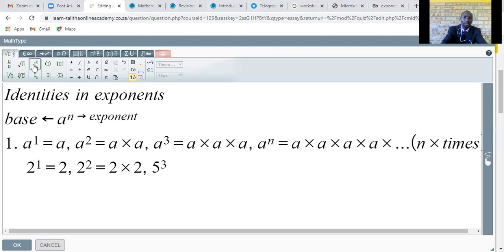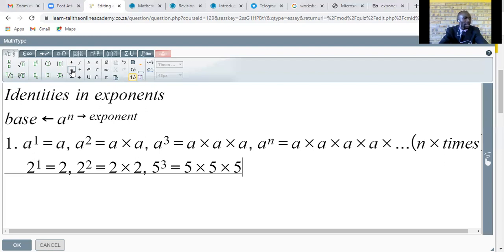So we'll be having 5 exponent 3. This will give us 5 for the first time times 5 for the second time times 5 for the third time. This is what we get, and this is going to make a lot of meaning in the next examples which we will be looking at. And we are calling this the first identity. This is going to be the first identity we are looking at.